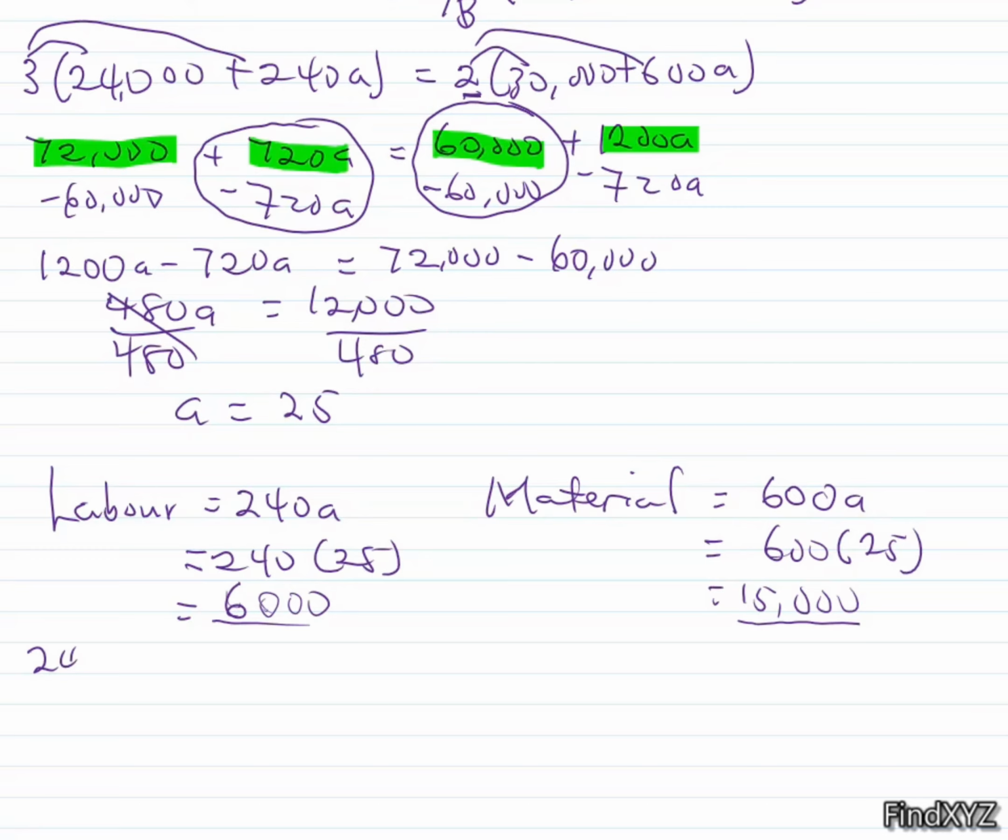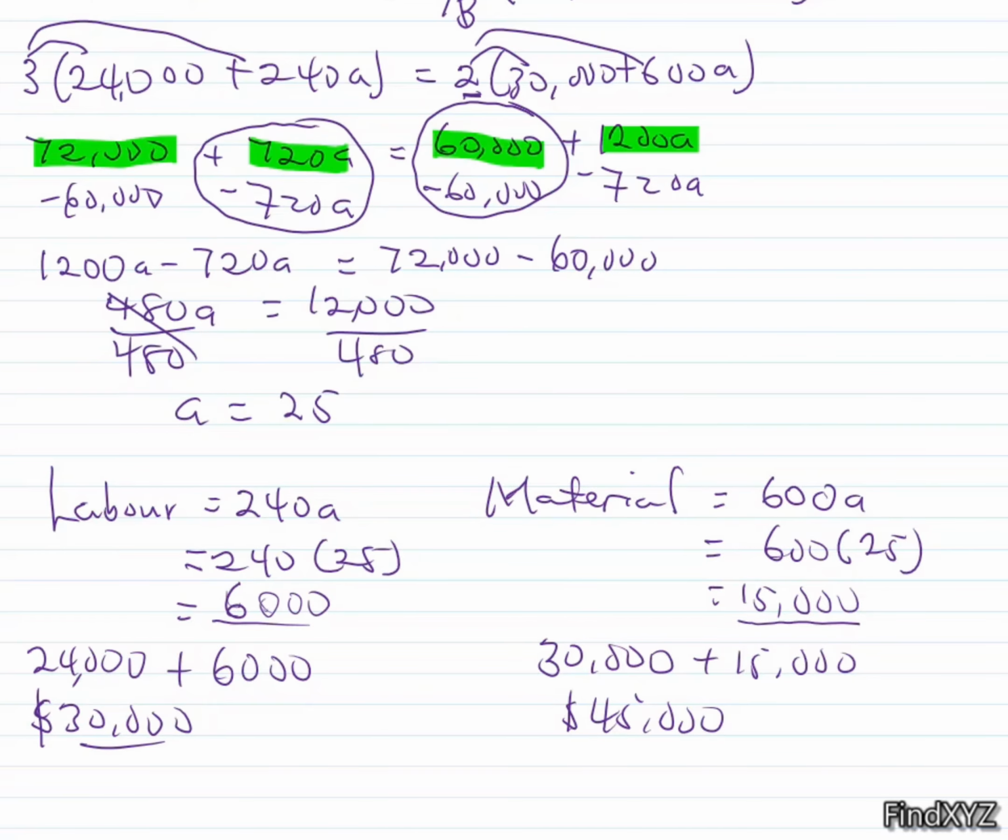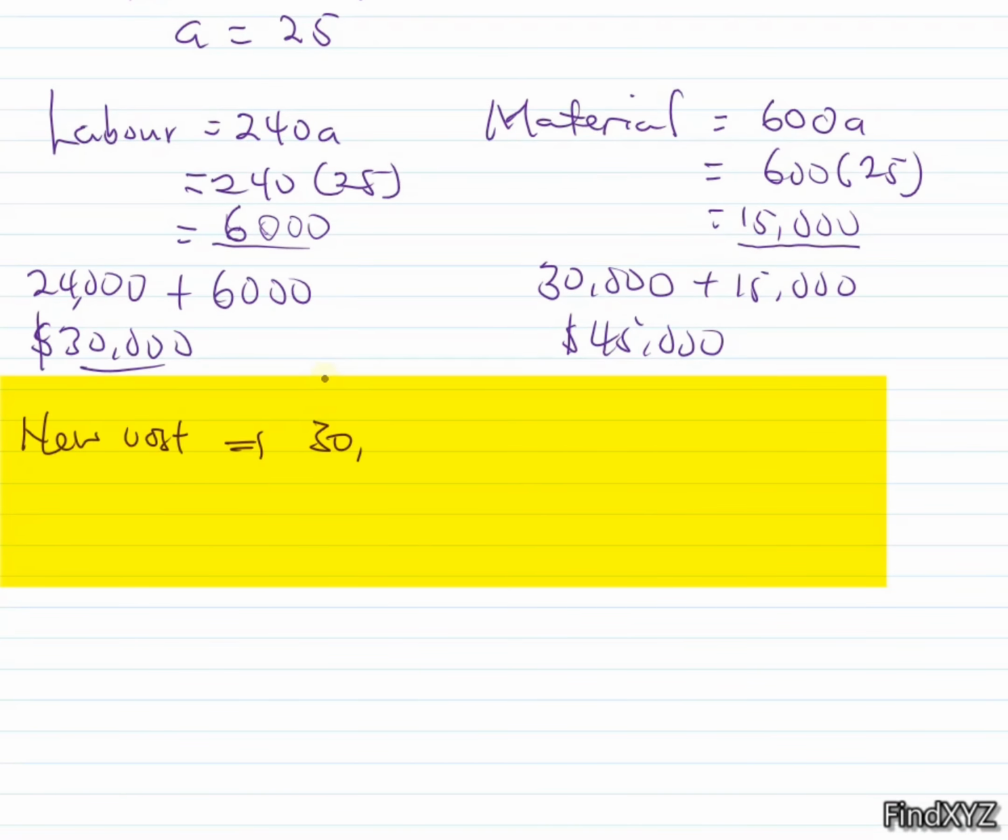Labor, which was previously 24,000, we are going to add $6,000 to it. And material, which was previously 30,000, we are going to add 15,000 to it. So 24,000 plus 6,000, that will give us $30,000. And then $30,000 plus $15,000, that will give us $45,000. However, the charges for the contractor remain the same, which was $10,000. So the new cost will now be $30,000 for labor and $45,000 for material, and the charges for the contractor, which remain the same, that is $10,000. So in all, the new cost for building the restaurant will be $85,000.